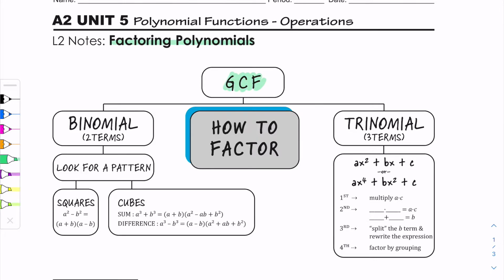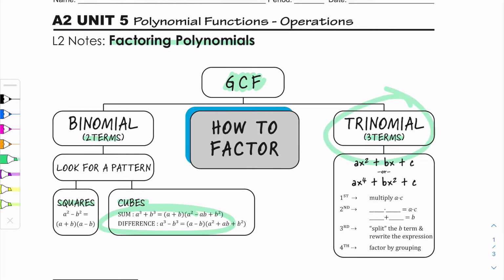After you take out your GCF, you identify, are you working with 2 terms or are you working with 3 terms? If you're working with 2 terms, you need to look for a pattern. Are you dealing with squares or are you dealing with cubes? And I have your formulas typed in right here. So that's actually what we went over yesterday.